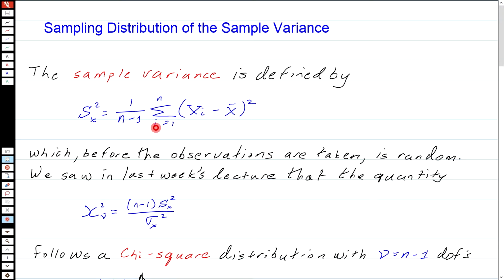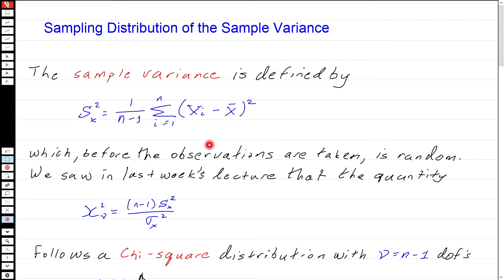times the sum from i equals 1 to n of (xi minus x bar) quantity squared. And again, we're assuming that the observations have not yet been taken, so these are capital X's, they are random, and that means this is capital S on the right-hand side, which is our sample variance, and it is also random. If I take a different set of observations, I'll get a different value of S squared.